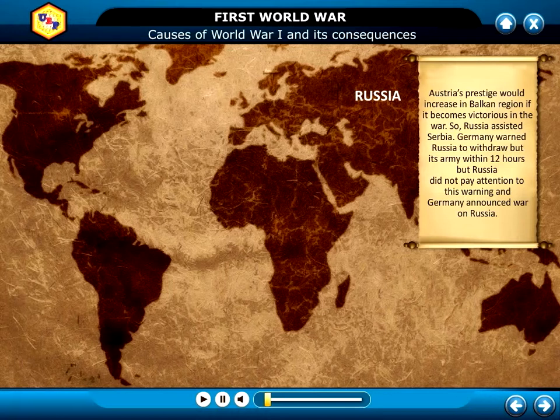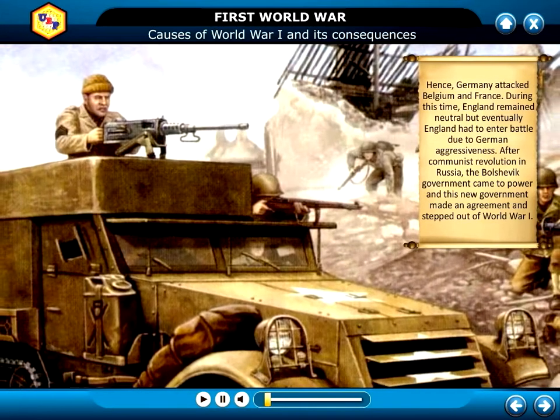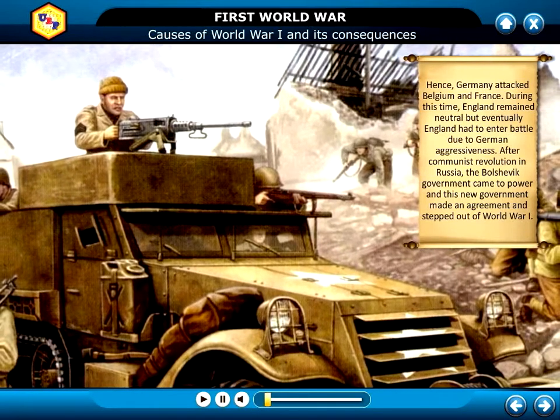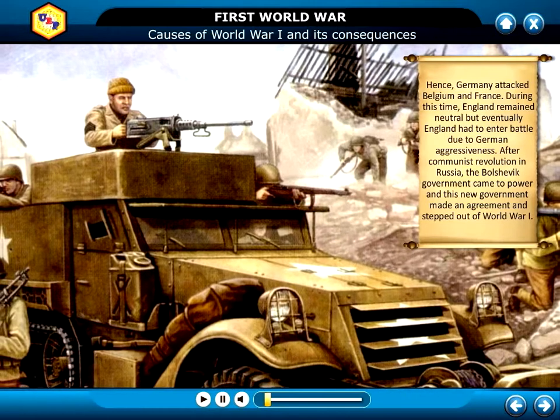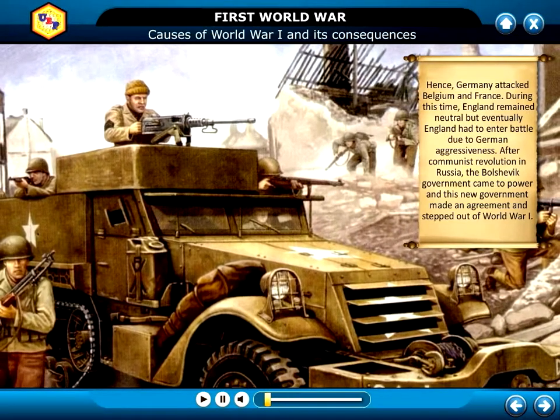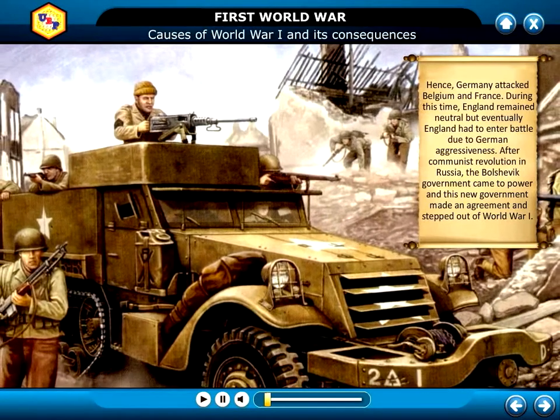So, Russia assisted Serbia. Germany warned Russia to withdraw its army within 12 hours. But Russia did not pay attention to this warning and Germany announced war on Russia. Hence, Germany attacked Belgium and France. During this time, England remained neutral, but eventually England had to enter battle due to German aggressiveness.